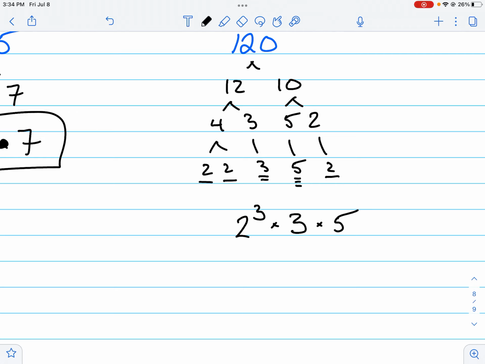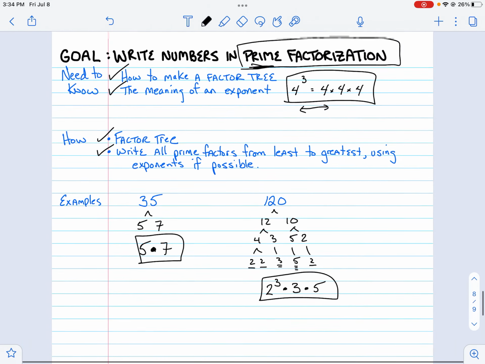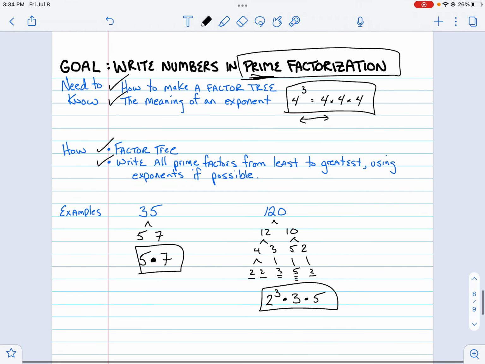Put my little X's, or again, if your teachers want it, put your little dots, and that is considered prime factorization. So factor trees, rewrite the numbers, done.